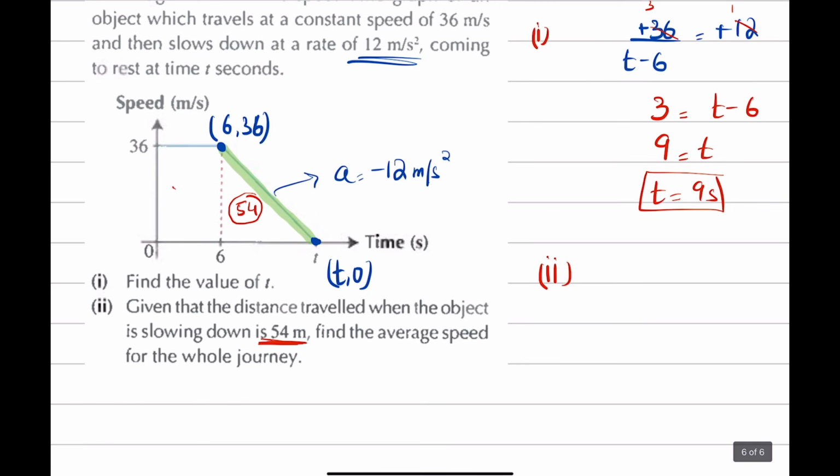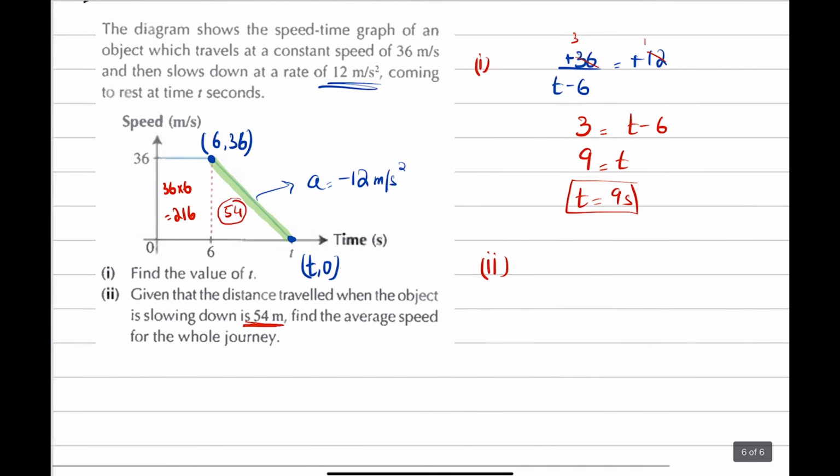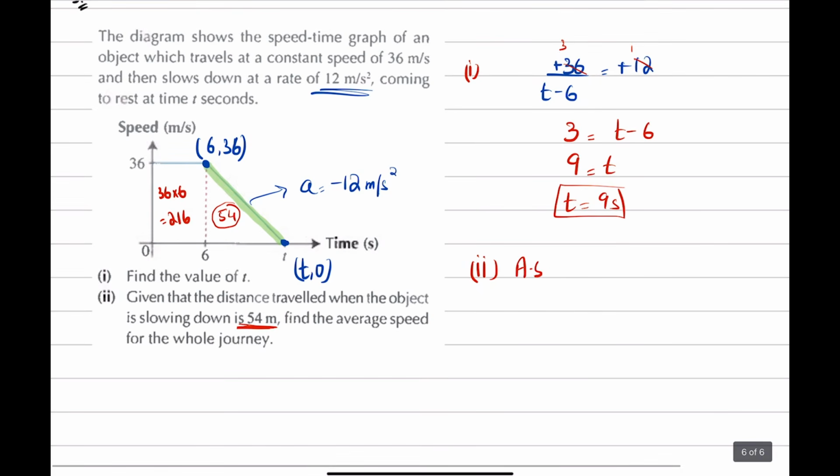Okay, now if I want to calculate the distance covered from 0 to 6, what do I need to do? Yep, area. Okay, so why? Because area under the speed time graph gives you distance. So 36 times 6, which is equal to what? Which is equal to 216. Now can you tell me what is the total distance? Average speed equals total distance upon total time. So what's the total distance now? 270. 270. Very good. And what about the total time? 9 seconds. We figured that out earlier. So that gives us 30 meters per second.